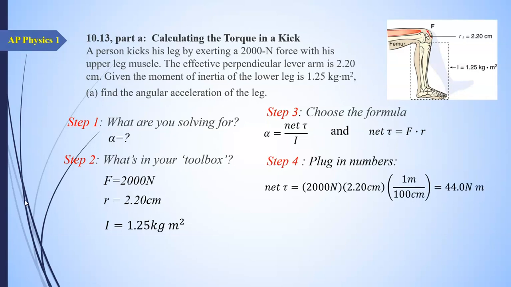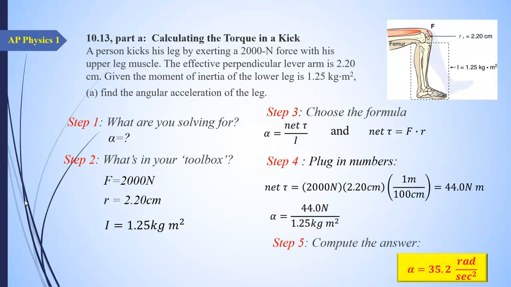So the net torque is going to be 2,000 newtons of force times a radius of 2.2 centimeters. We need to convert that into meters. So 1 meter for every 100 centimeters. And that gives us 44 newton meters. That's the torque. Now we go back to the angular acceleration formula, and it's 44 newton meters that we just got for the torque, divided by 1.25, which is the moment of inertia I. Compute the answer, and you get 35.2 radians per second squared. That's the angular acceleration.